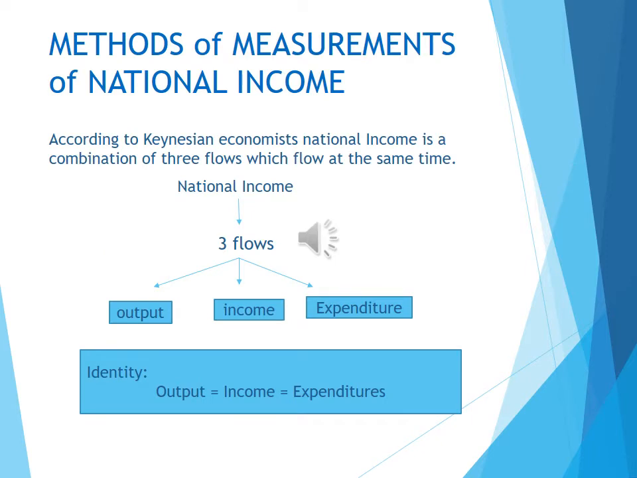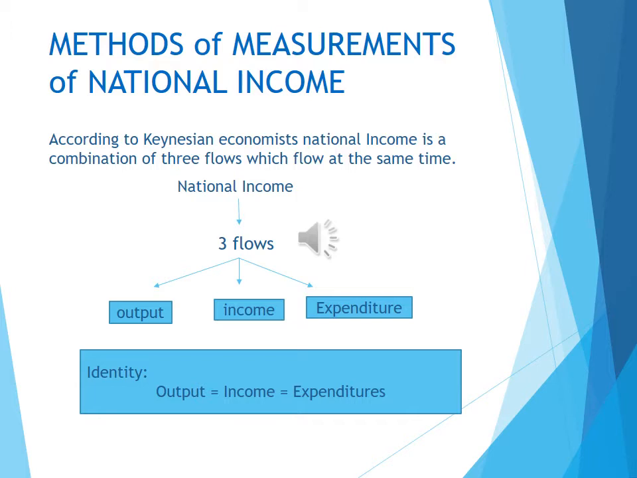Students, we have studied in the last lecture that according to Keynesian economists, national income takes different forms. National income may take the form of the aggregate output produced in a period of 1 year. It may take the form of the total income earned by the whole nation. It may take the form of the total expenditures made by all the people.